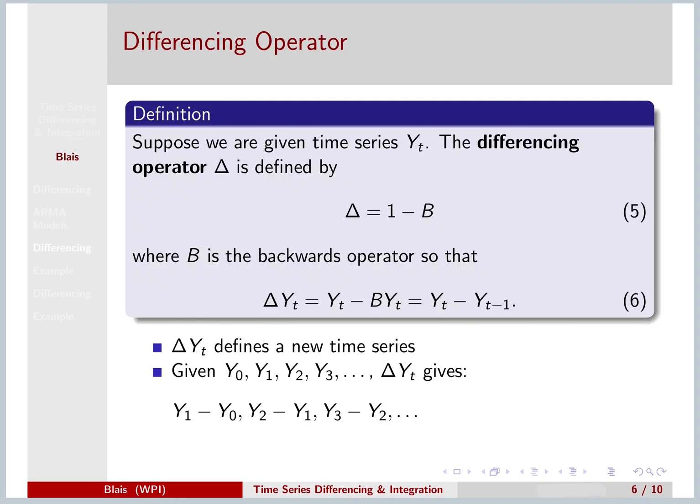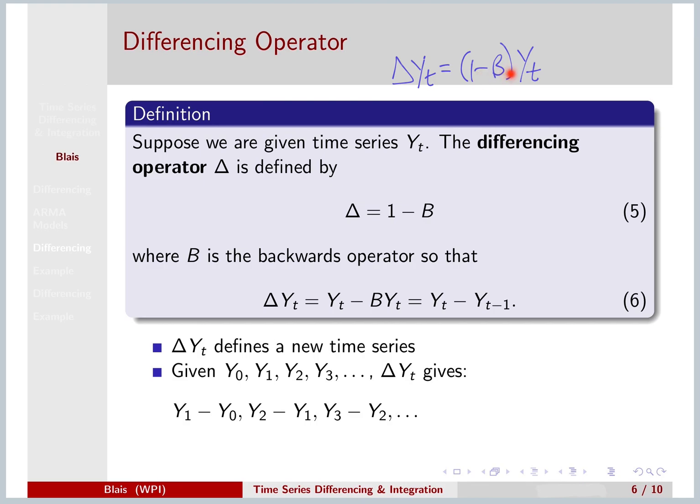Now, since we have our backwards operator, we can then use that to define some other operations on time series, the first of which being differencing. And so we define our differencing operator, delta, in terms of that backwards operator in the following way. So delta is defined as 1 minus B, and we see how this works. If we difference a time series, delta y_t becomes this 1 minus B operating on y_t.